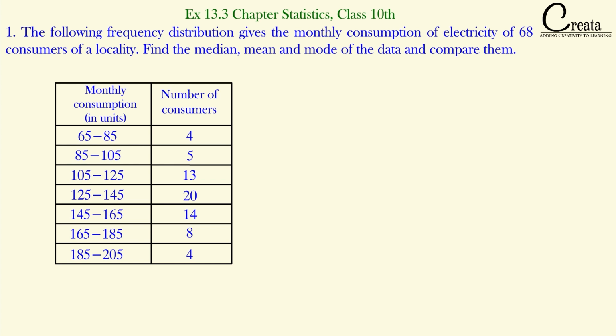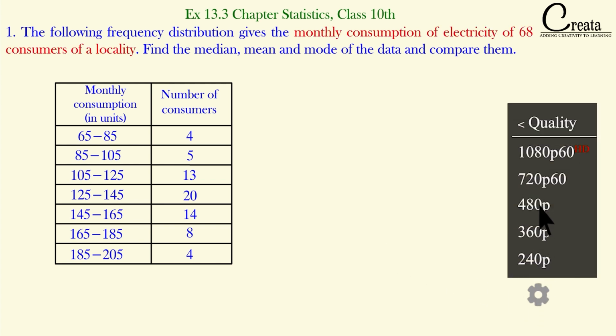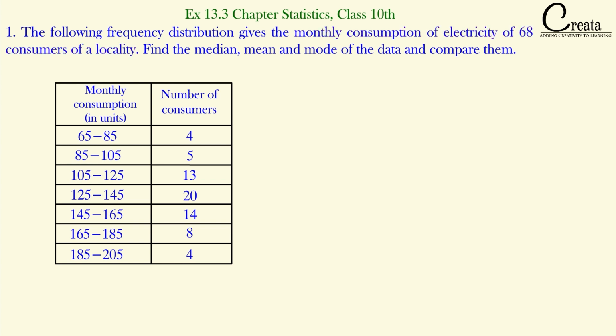Let's take question number 1. This is question number 1. In this question, the data is given related to the monthly consumption of electricity of 68 consumers of a locality. The data is related to electricity consumption, that is, how much electricity the consumers are consuming.